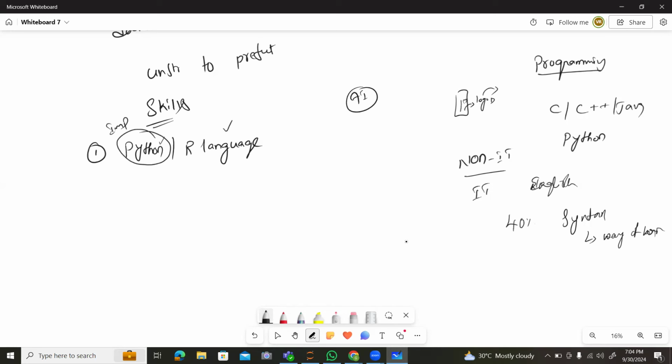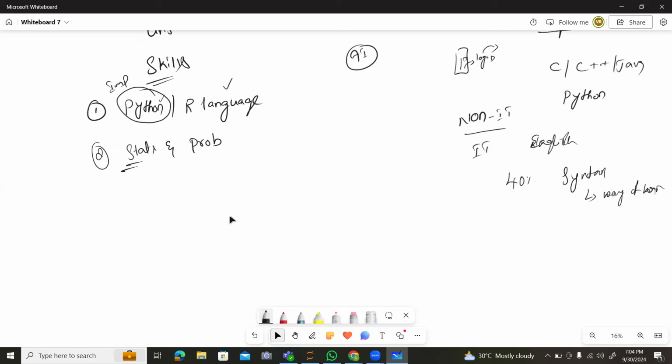After that, if you know Python, next are the skills related to stats and probability. These are the most important skills required. So what is the use of stats? Simply, stats is used to find the statistical analysis of a data.